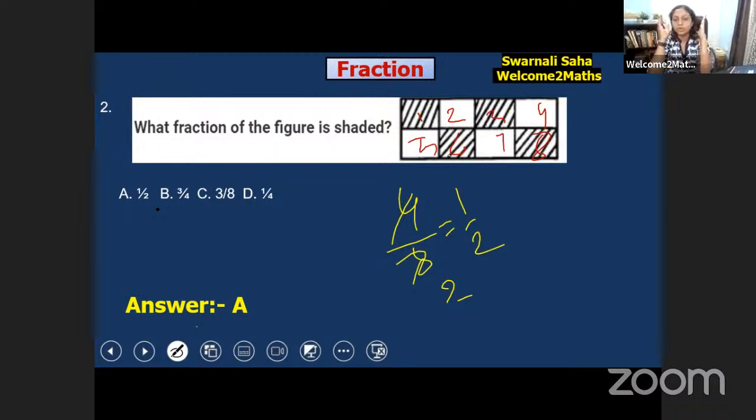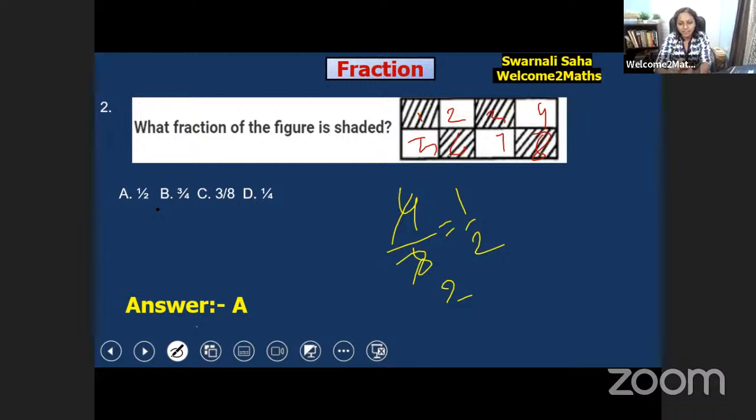Because what we have to do in a fraction question is count the whole parts first. Then we count the shaded parts. The shaded part is the numerator and the total part is the denominator. In this way, we have to solve fraction questions. So it is 4 by 8, and our answer is half, 1 by 2. So it's A. Very good.